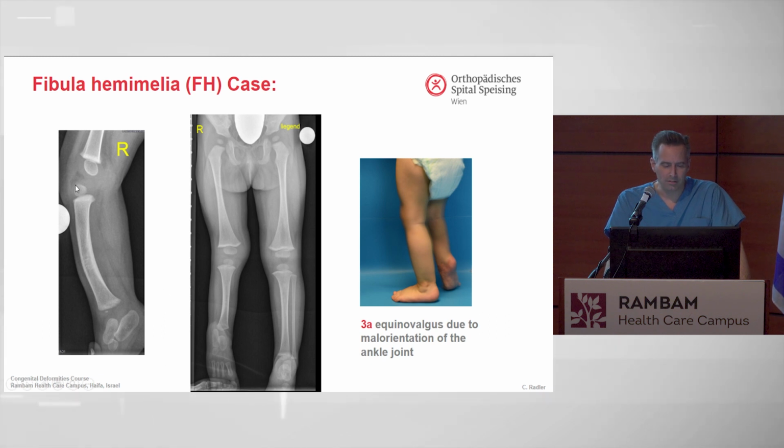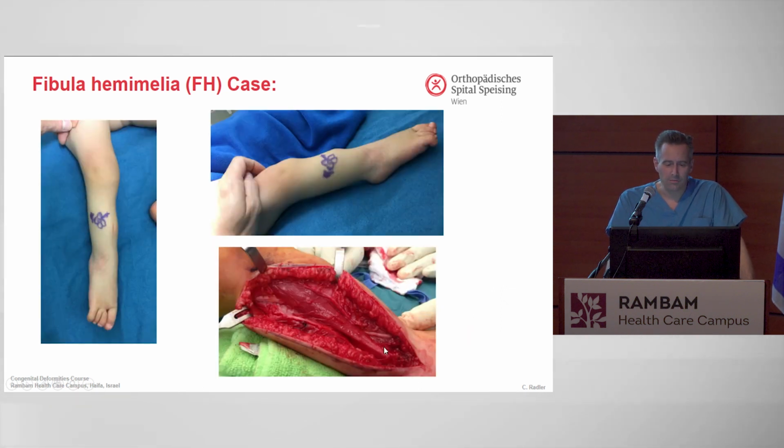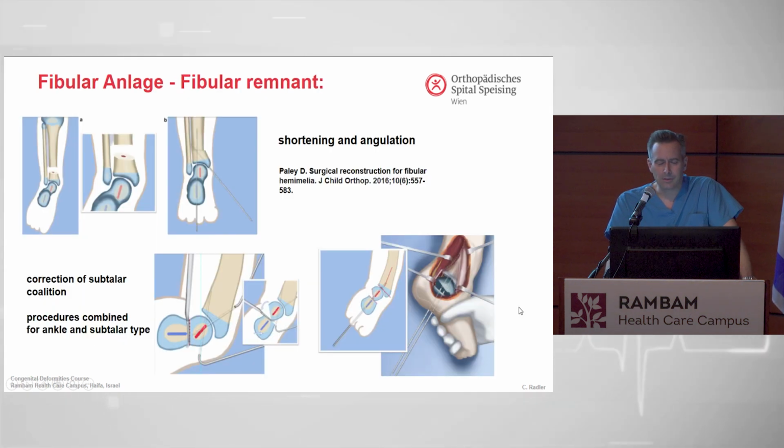So let's go back to this case. This is a type 3A, and you can see a lot of equinus in this case, but a quite good foot. For this case, what we did is a resection of the fibular Anlage, nerve release, and then what was very nicely described by Drew Paley in this paper from the Journal of Children's Orthopaedics from 2016, which is an approach where you do a shortening and an angulation.